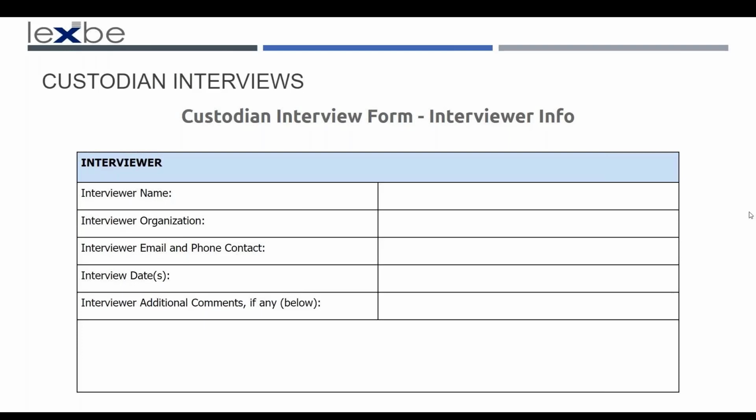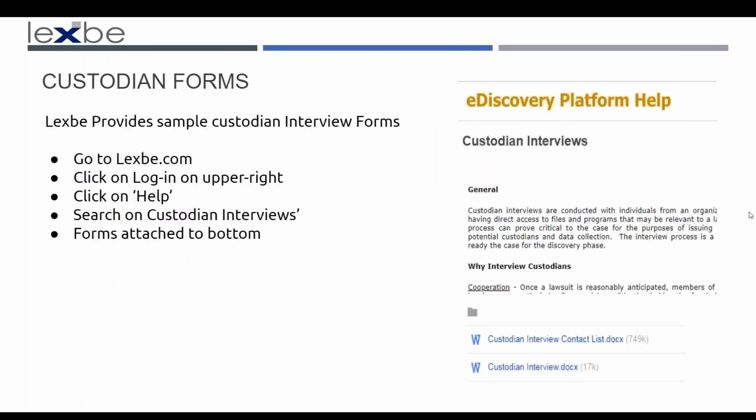The forms you're just looking at are available on our website and our help section, so you can get instructions on how to go over there and get to our help section and download the form. It's on a help page, and then you can see the form is on the bottom of the page that you can download. Next, let's turn and talk about data mapping.